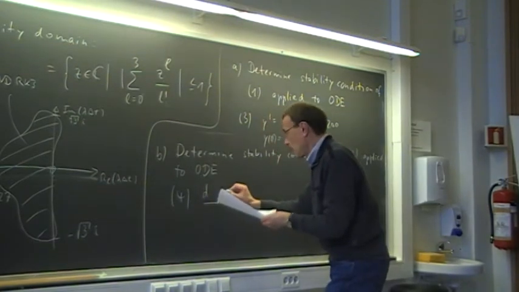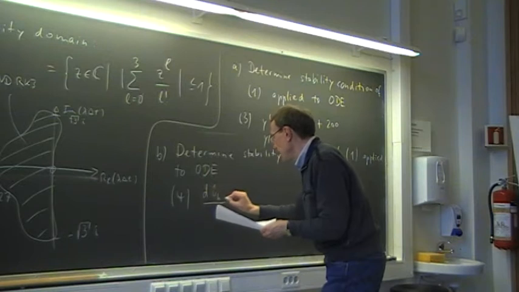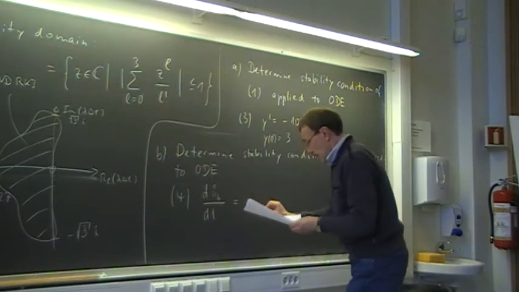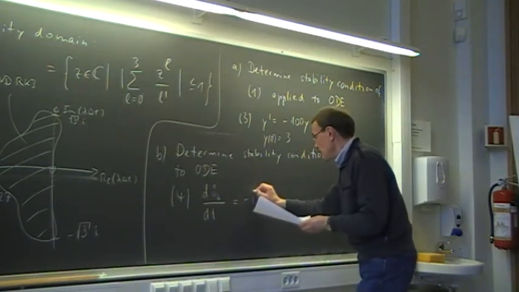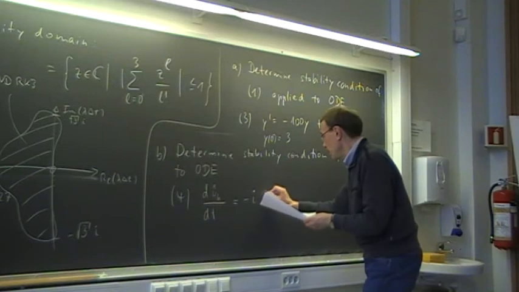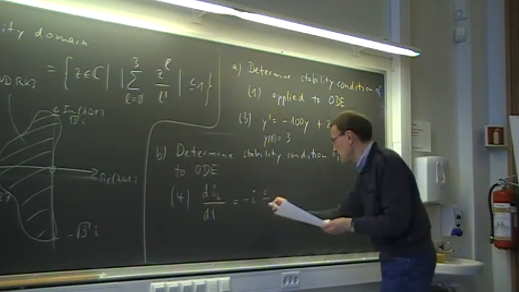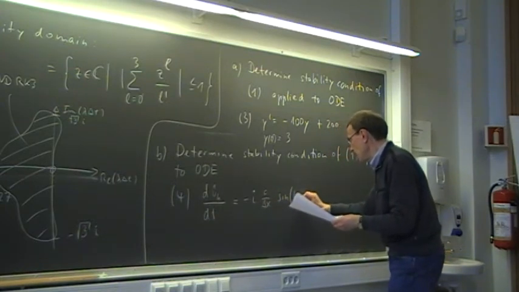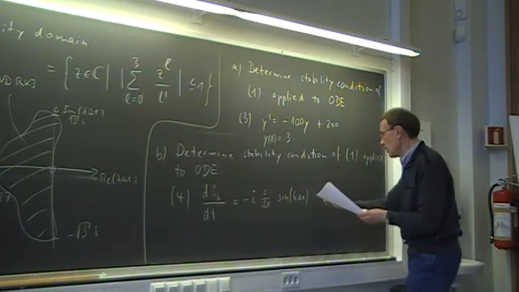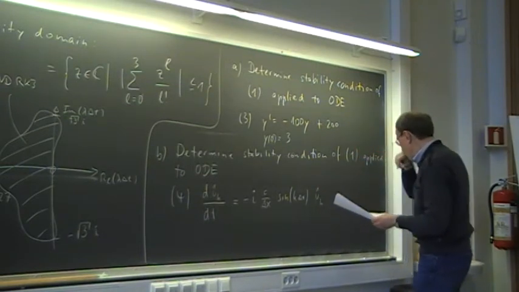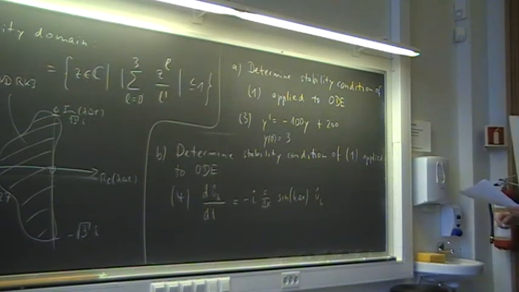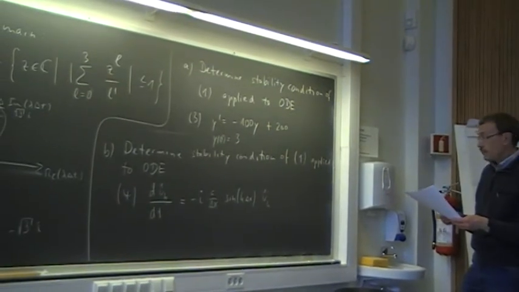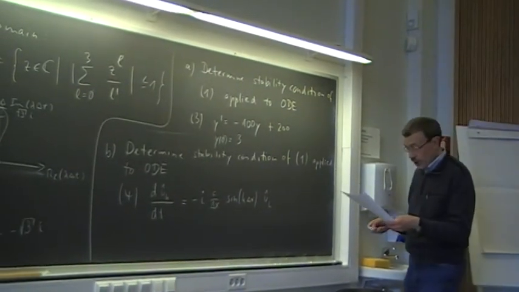It is the following. We have here the Fourier modes, u hat k. The time derivative of that is equal to minus imaginary unit, minus i, the advection velocity c divided by the grid spacing delta x times the sine of the wave number k times the grid spacing, times the Fourier mode u hat k, with some initial condition.